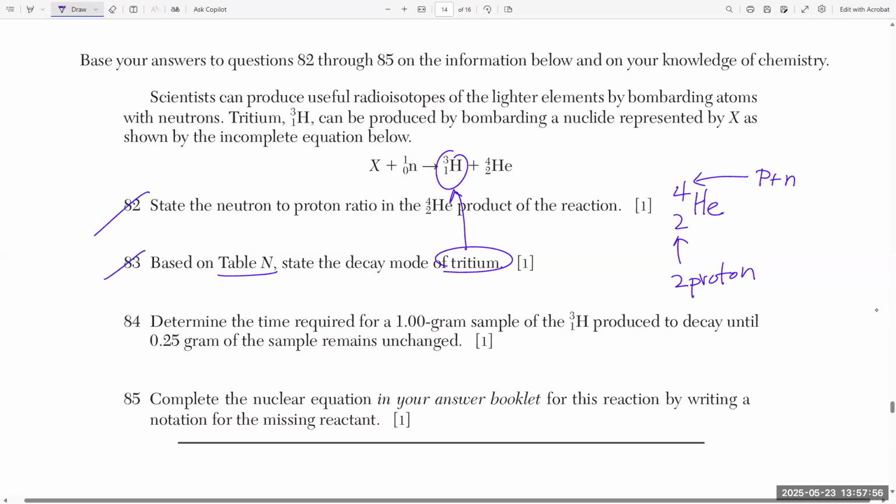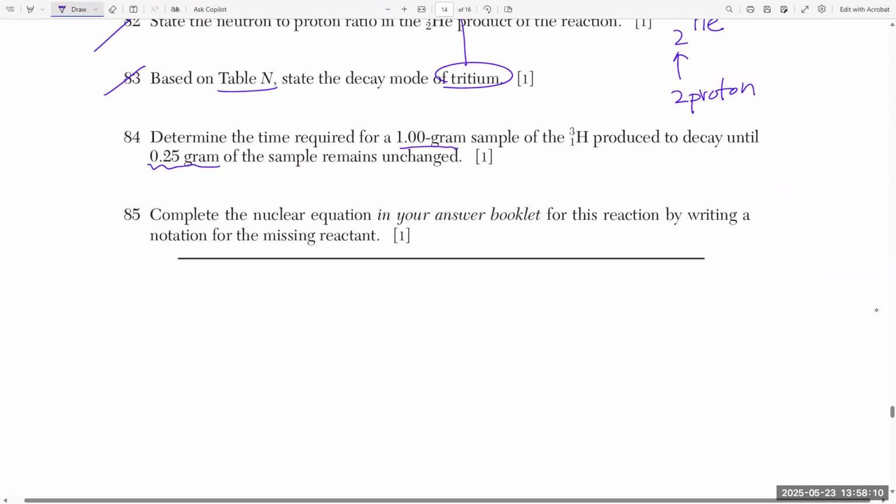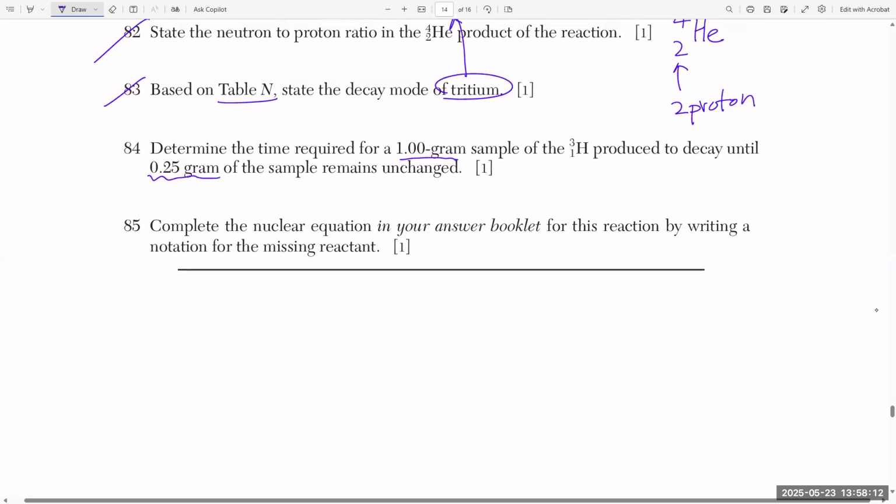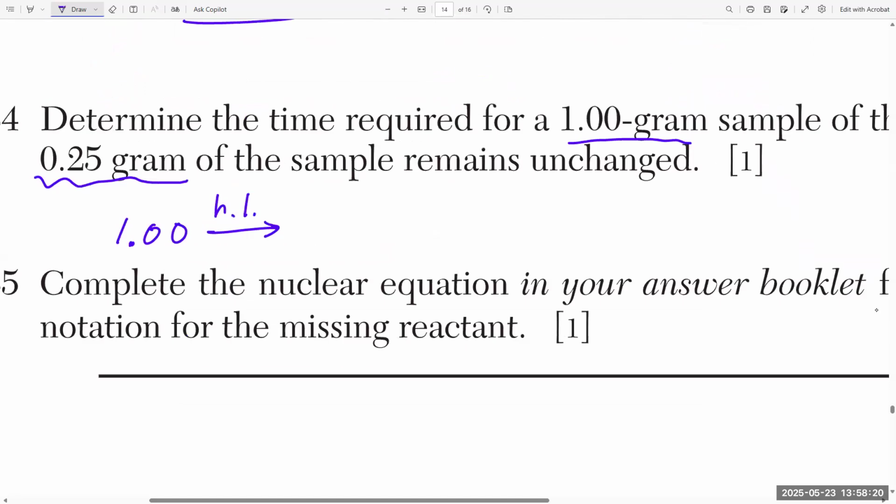Determine the time required for a 1 gram sample of the tritium produced to decay until 0.25 gram is unchanged. You guys remember what we said? We said you're eating half and leaving behind half, right? Remember we talked about Justin eating his pizza? So let's imagine, if you start with 1.00, after 1 half-life, how much of 1 do we end up with? You end up with 0.5. What happens if you go through another half-life? Then we're cutting that into another half, right? You would end up with 0.25.